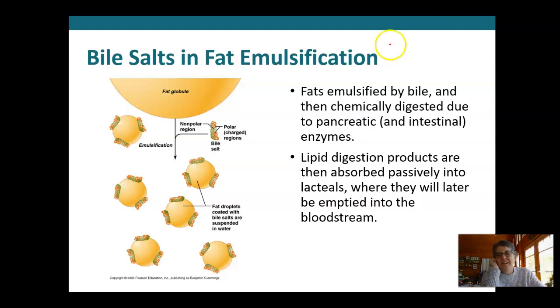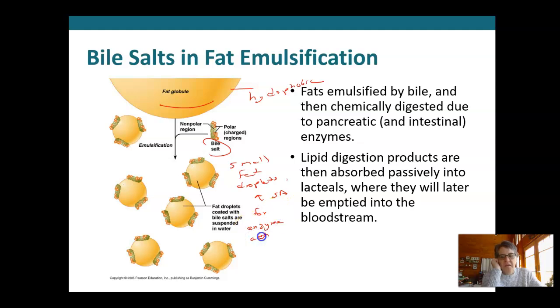All right, so bile. What is going on with lipids? So lipids are hydrophobic. They don't like water, and they're hard to digest. So first I have these bile salts, and these bile salts take a big fat and make it small fat, little small fat droplets, which means I have increased surface area for enzyme activity.